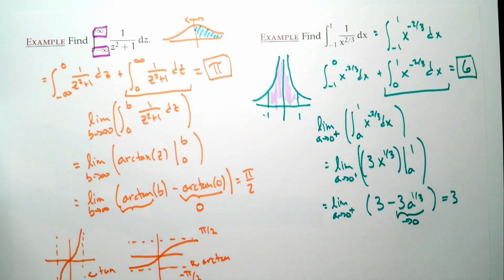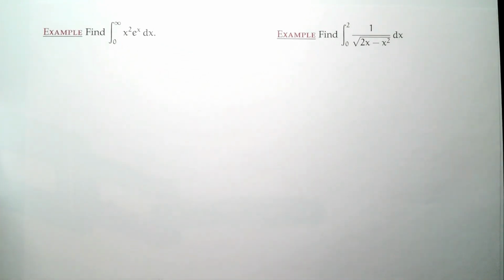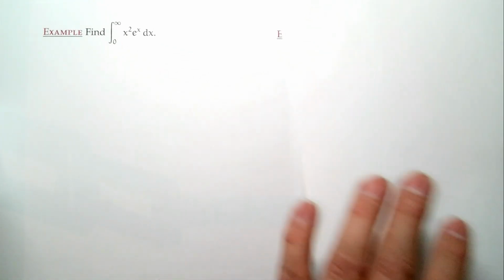All right. Oh, whoop, getting ahead of myself. There we go. Find the integral from 0 to infinity of x squared e to the x dx.